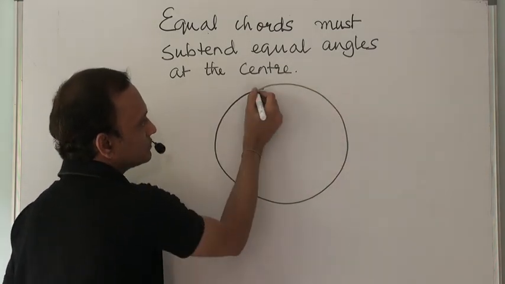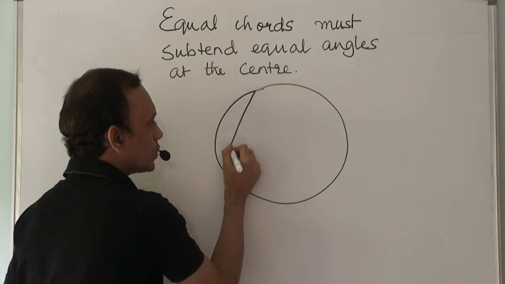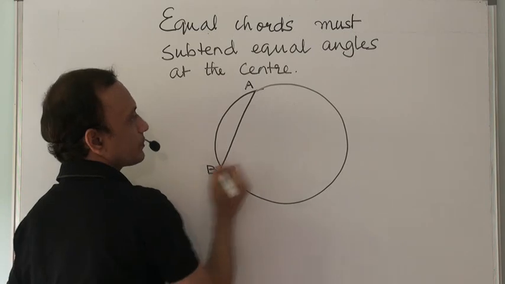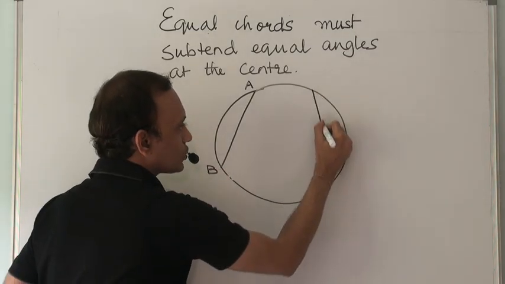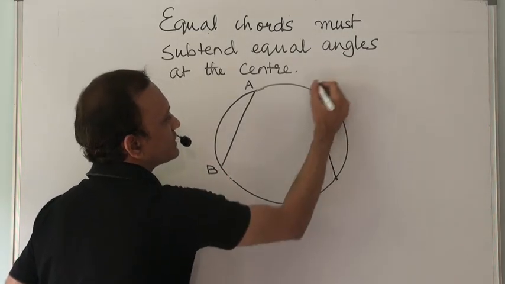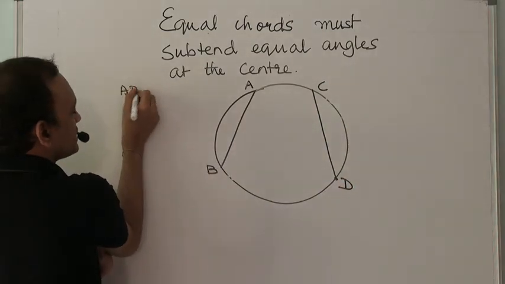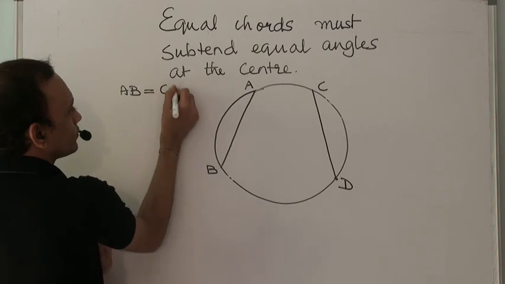If this is a circle, and say this is one chord AB, and say this is another chord CD, and say these two chords are equal in length, AB is CD. That's given.